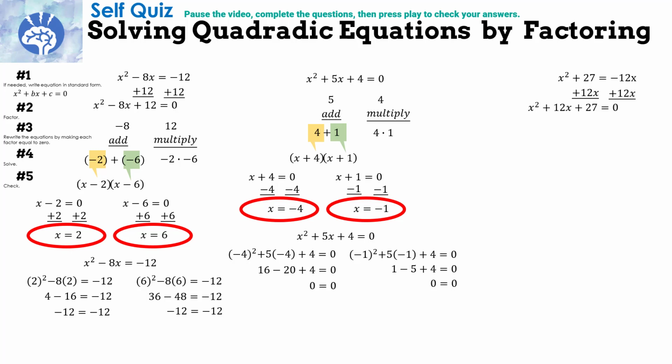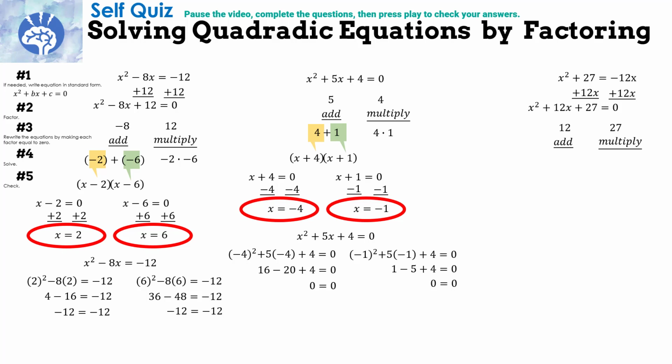Now if you happen to do this, and maybe you added 27 plus 12, well, we can't do that because they're not like terms. They both don't have an x. So, yeah, better circle that if you made that little mistake. We're going to keep going though. We're going to do step number 2, which is factor.